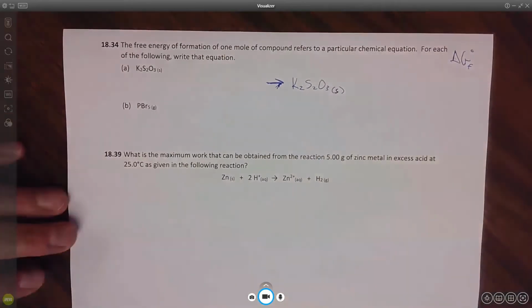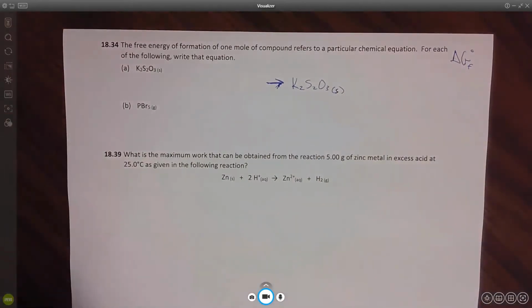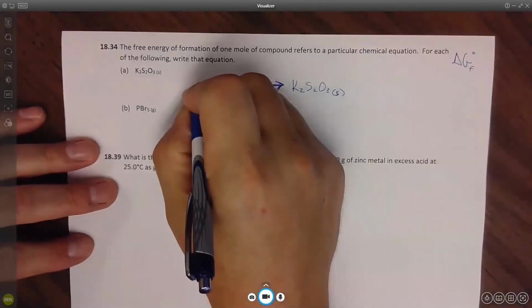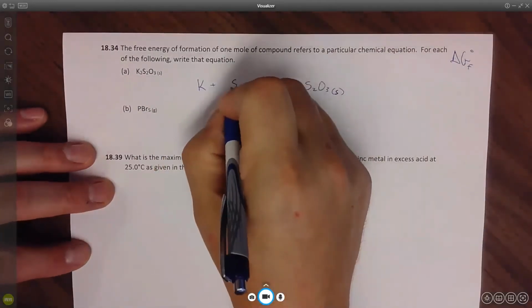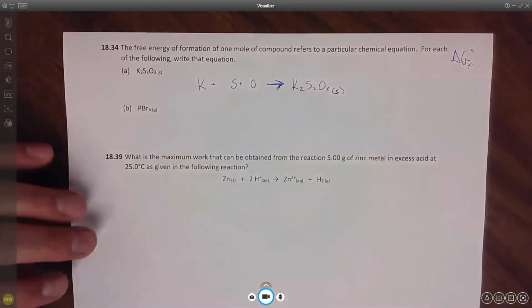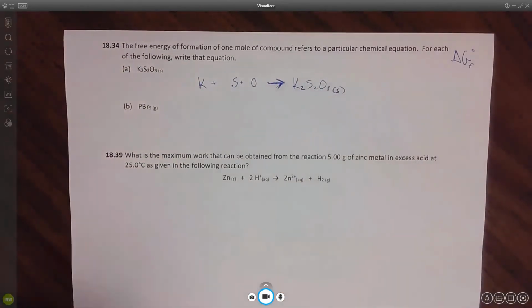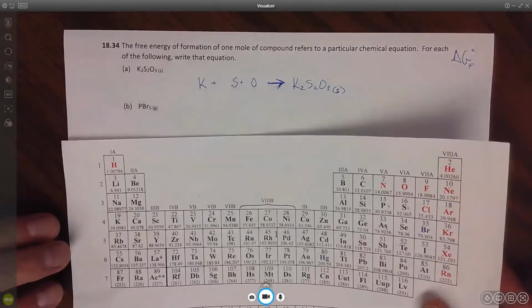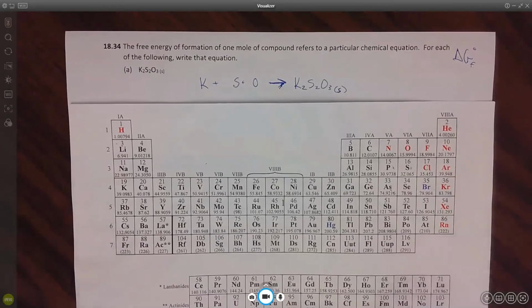Okay, so what are the reactants going to be? Would it just be the potassium and the thiosulfate? Absolutely not. The reactants are the elements in their standard state. So I have potassium, I have sulfur, and I have oxygen. So how does potassium exist? Monatomic or diatomic? Those are your only 2 choices, right? I think it's monatomic. Right, so is it one of your diatomics?